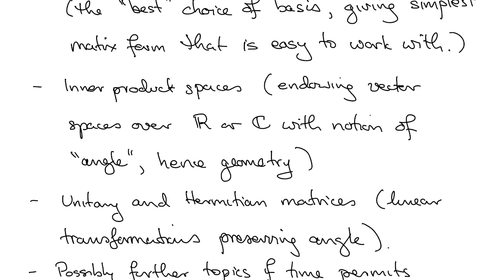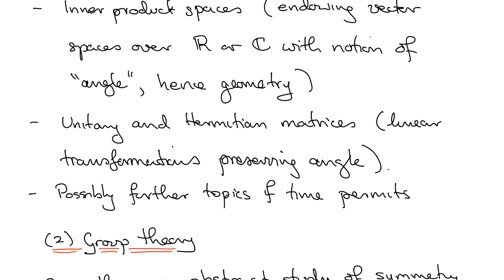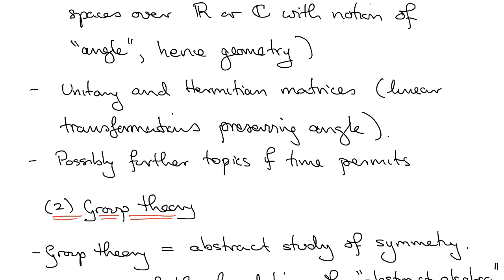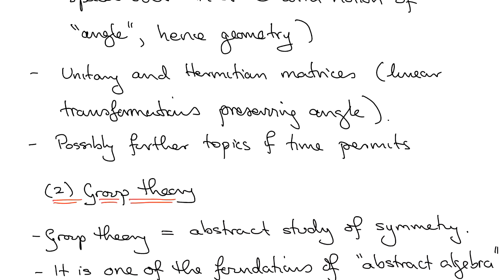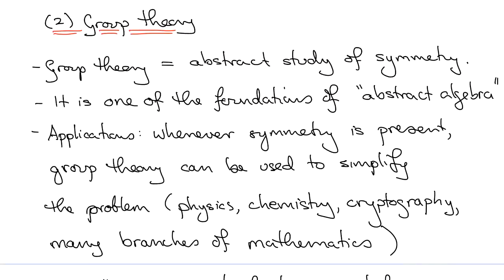Then we'll move on to the inner product spaces. That's when we start getting a bit of geometry on the vector spaces. Unitary and Hermitian matrices. These are going to be certain types of linear transformations that preserve the angles and stuff that we have on our vector spaces. And probably no further topics because time runs out. But we'll see how we go.